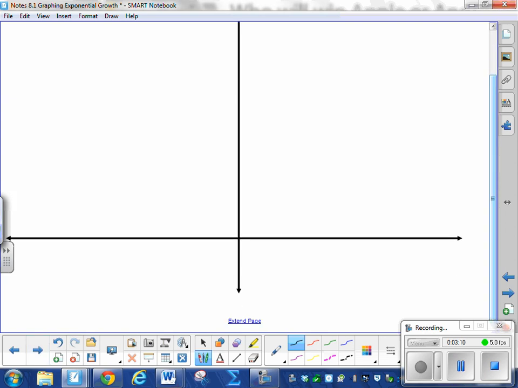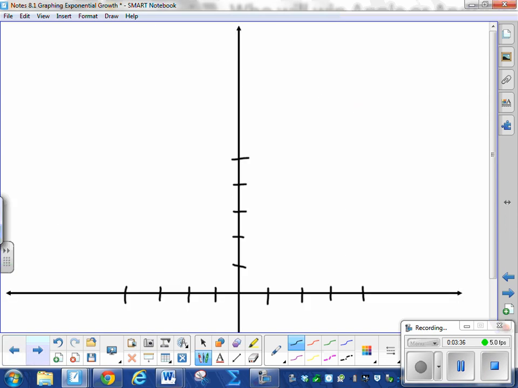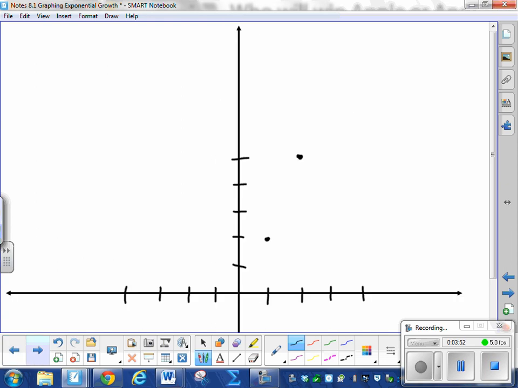So we picked points 0, 1, 2. Okay, let's go a little bit past here. Same thing here, negative 1, negative 2, negative 3, negative 4. And let's go up to 1, 2, 3, 4, 5. All right, so the graph is set up. First point is (2, 4). So we're going to go right 2, up 4. There's your first point. Next point is (1, 2). So we're going to go right 1, up 2. Next point is (0, 1). So we're going to go 0, up 1.